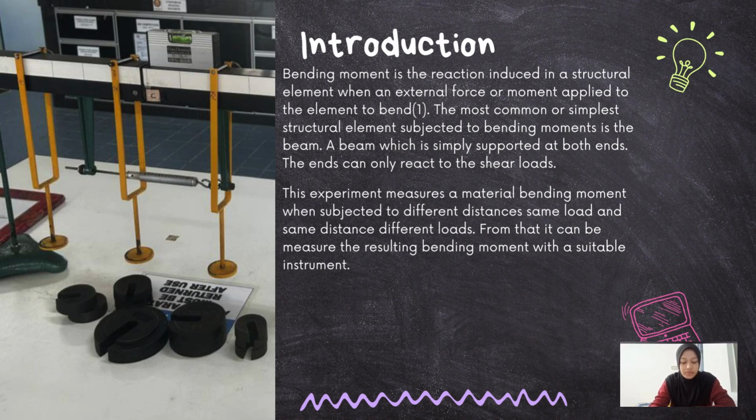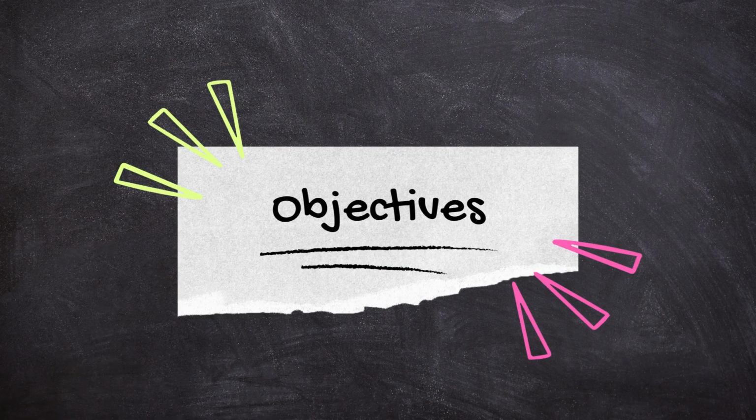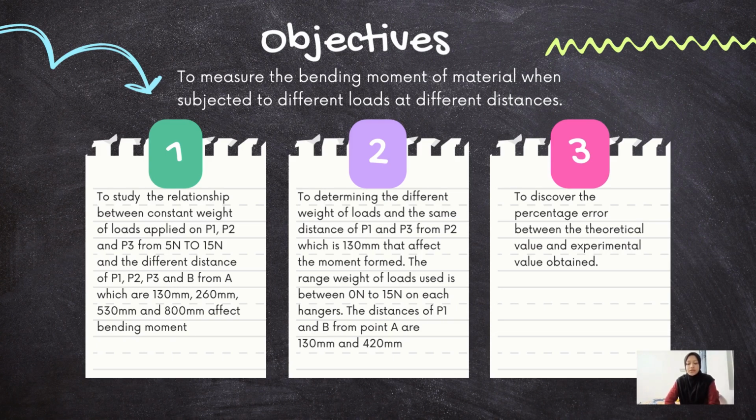This experiment measures a material's bending moments when subjected to different distance with the same load, and the same distance with different loads. From that, the resulting bending moment can be measured with a suitable instrument. The objective for this experiment is to measure the bending moment of material when subjected to different loads at different distances.